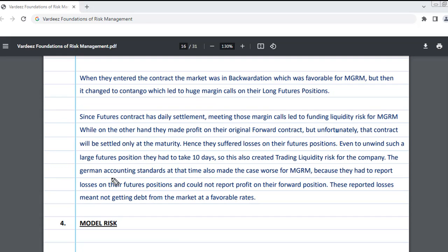And also the German accounting standards at that point in time made the case worse for MGRM. How? Because they had to report the losses on their futures positions. Now this actually had a reputational damage for MGRM, and on the other hand, they couldn't report profit on their forward position. And finally, these reported losses meant not getting debt from the market at favorable rates.